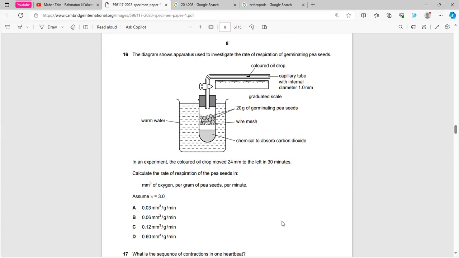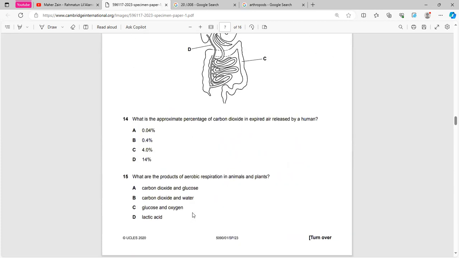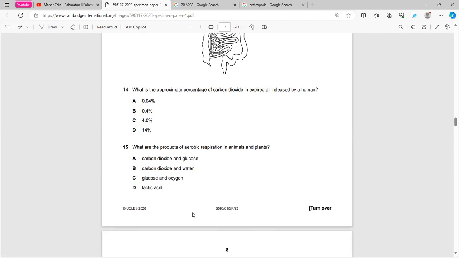It would give us about 18. Then we divide it by 30, the time period, which gives us an answer of 0.6. And we divide it over 20, since in the question they have asked us per gram, and 0.6 is the answer for 20 grams. So you divide 0.6 by 20 and you get 0.03 as the answer. Now I've already done all this calculation in my head.